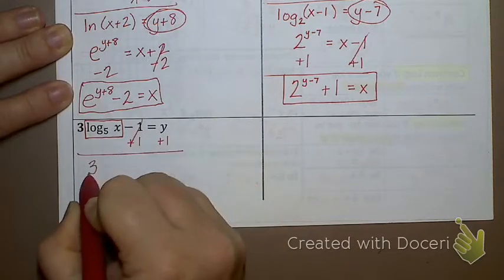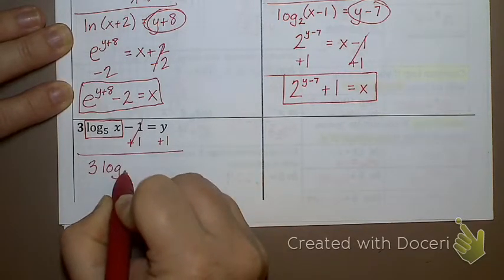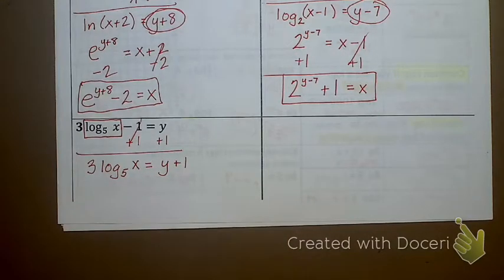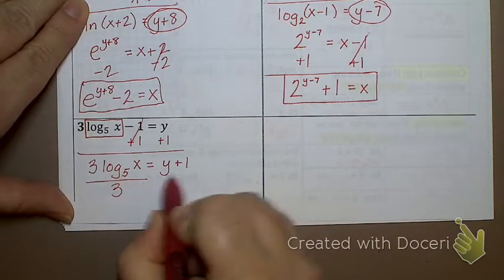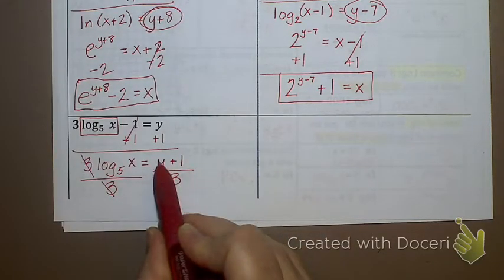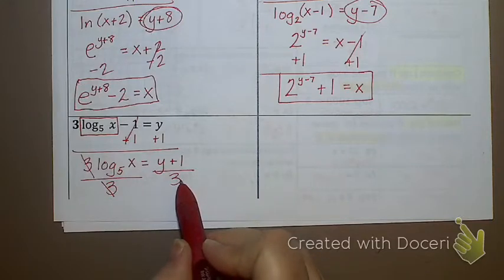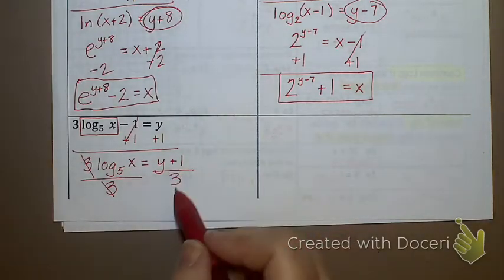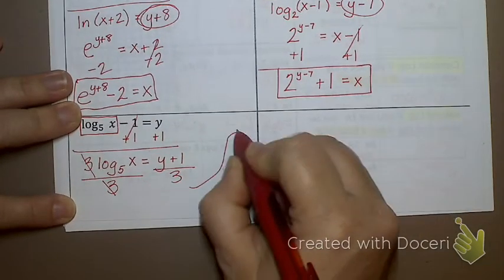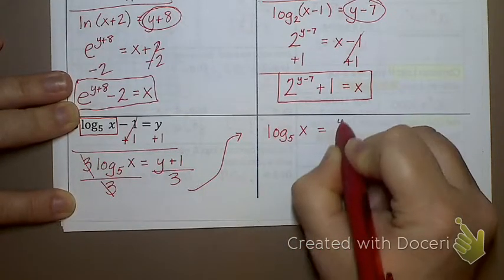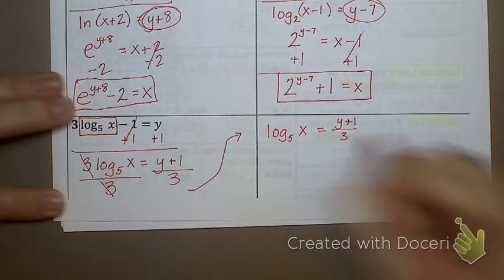So I have 3 log base 5 of x equals y plus 1. Now I got to get rid of that 3. How do you get rid of that 3? You divide by 3. Now, if those numbers divided by 3 nicely, I would divide each one individually by 3, right? Like if I had a 6 and a 12, I could divide those each by 3 and get nice numbers. Neither of these divide nicely. So I'm left with log base 5 of x equals y plus 1 over 3.